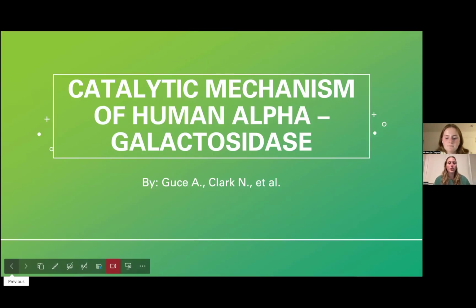So the primary literature that we chose is called The Catalytic Mechanism of Human Alpha Galactosidase. It's by Goose and Clark and many others. And if you want to find out who those others are, they're going to be down in the references.